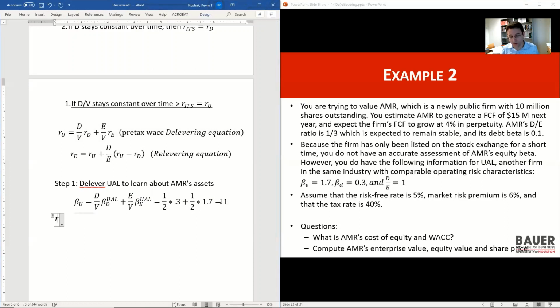So therefore, the return on the assets, just applying CAPM, is going to be 5 plus 1 times 6, which is 11%. We know that the risk-free rate is 5, the market risk premium is 6, and if the beta is 1, then we get a return of 11%.